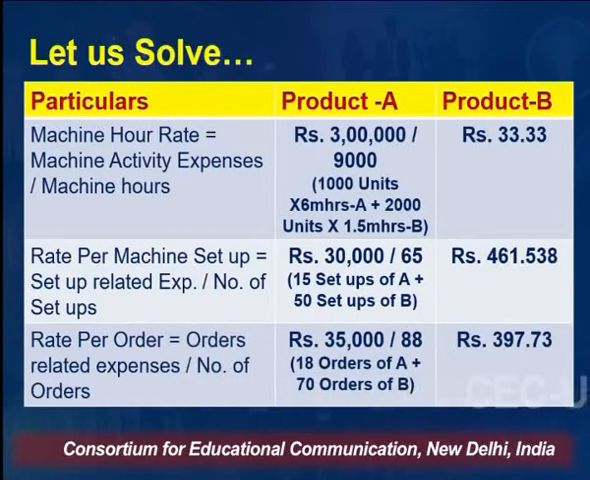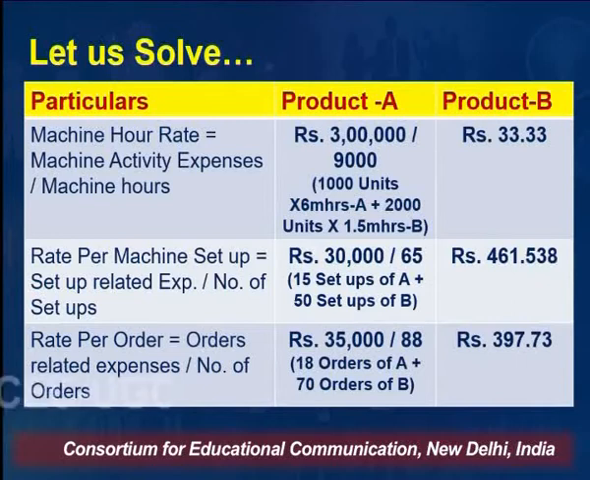So machine hour rate we have to calculate. Machine activity expenses reported in the question is rupees 3 lakh. It is supposed to be divided by machine hours for A, 9,000 in total, and this is going to give me the rate, so 3 lakh divided by 9,000. This rate comes to be rupees 33.33. And a rate per machine setup, if we calculate, is setup related expenses divided by number of setups.